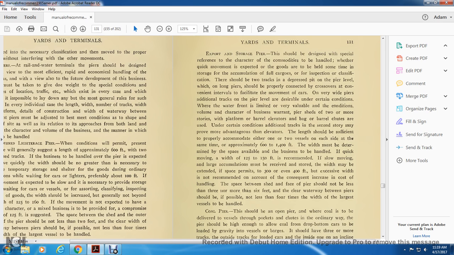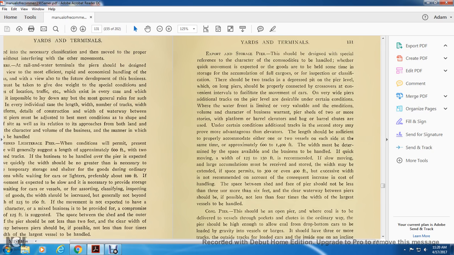On the wider piers, additional track with the pier level is desirable under certain conditions, whether water is limited or the goods are very valuable in condition, volume, and character. Business warrant, the pier shed may have two or more stories. The platform, barrel elevators, bags, and barrel chutes are used under certain conditions. Additional track at the secondary store may be provided with more advantage than elevators.